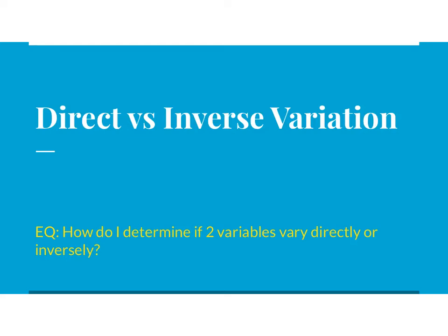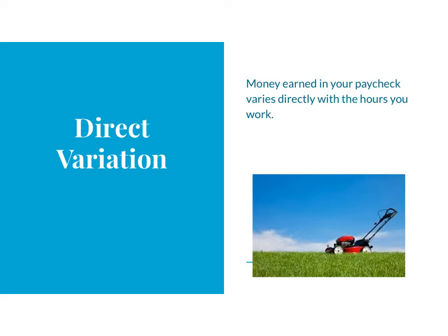In this lesson, we are going to determine if two variables vary directly or inversely, and what that even means. When variables vary directly, they increase together or decrease together. An easy example to understand would be a summer job and the money you earn. So let's say that you get paid $10 per hour.